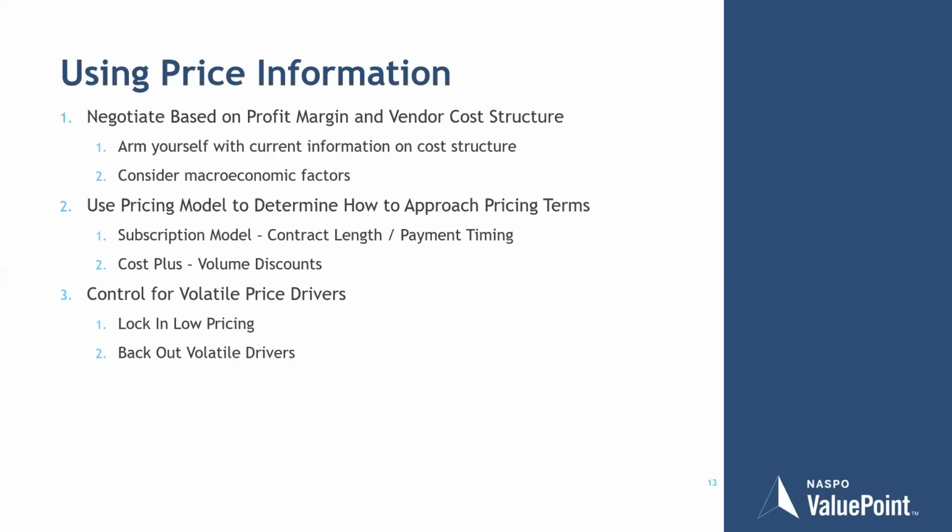You also want to think about those volatile price drivers and, like I said, either back them out entirely and account for them in your pricing as a separate line item that can fall on or off depending on changes, or lock in low pricing. There have been many examples, particularly in the airline industry, where companies have been very successful by locking in a good price on things that they consume a lot of, like jet fuel. So many airlines have done well by locking in low pricing for a long period of time on a volatile commodity. So that's certainly something to think about.